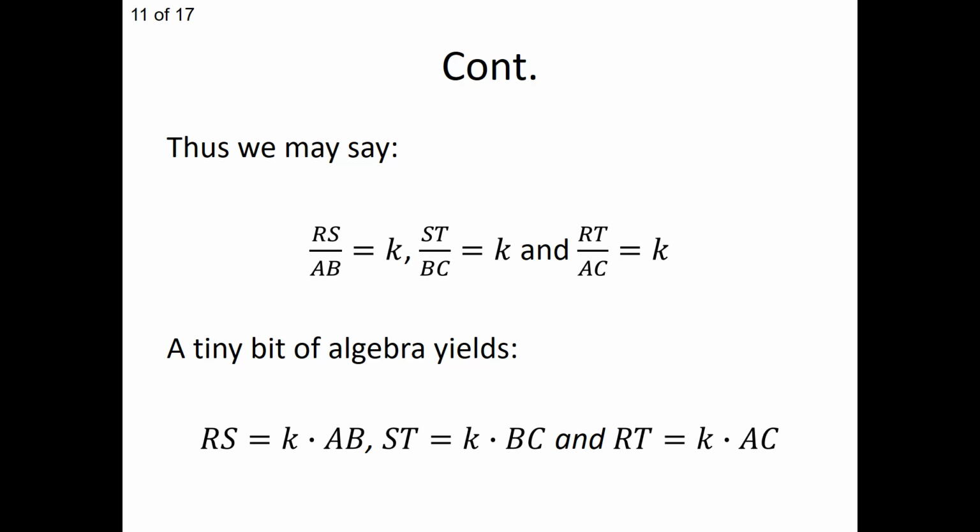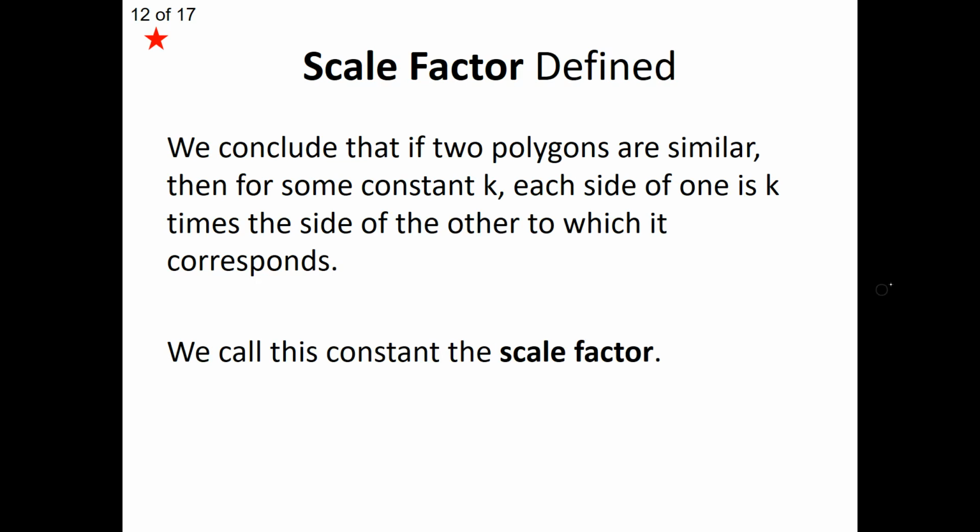Now with a little bit of algebra, multiplying both sides by the denominator of either AB, BC, and AC, I end up with the three equations down below. RS is equal to K times AB, ST is equal to K times BC, and RT is equal to K times AC. This is now leading us into some sort of revelation about this value of K. As it turns out, what we have going for us is what we define to be a scale factor.